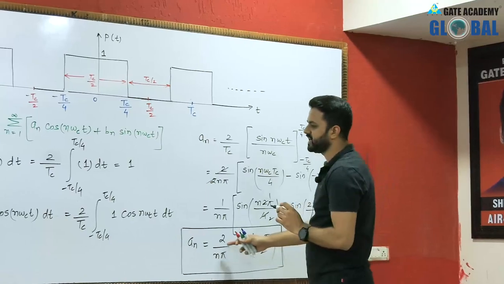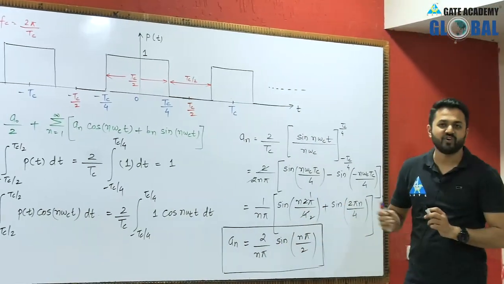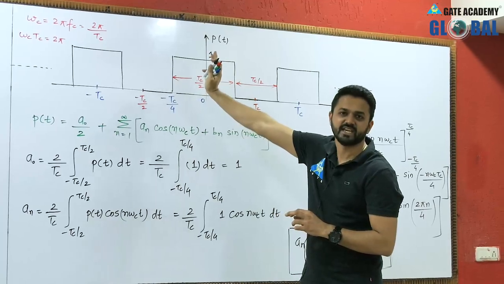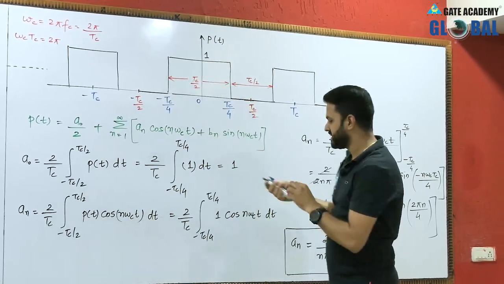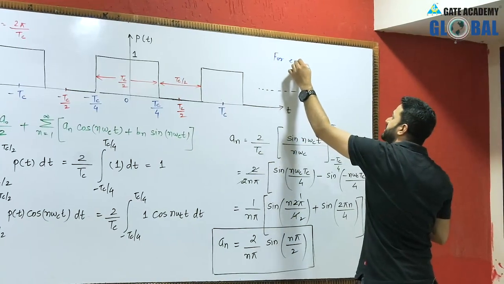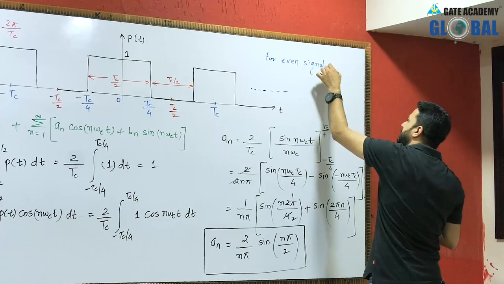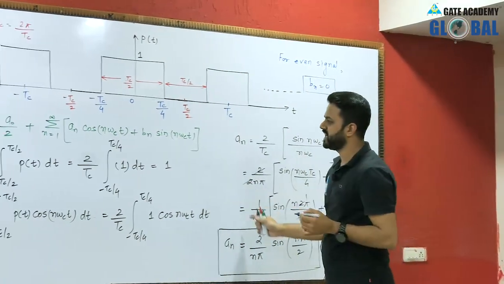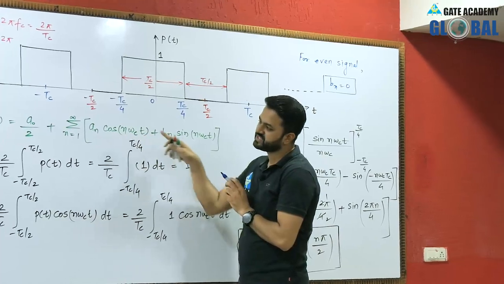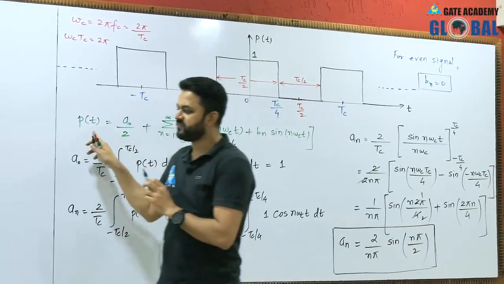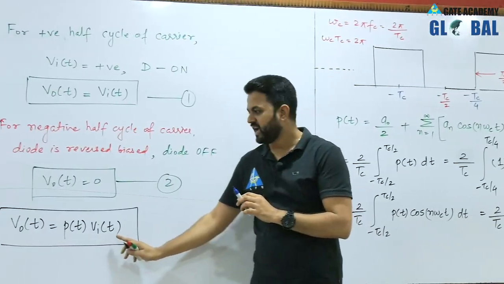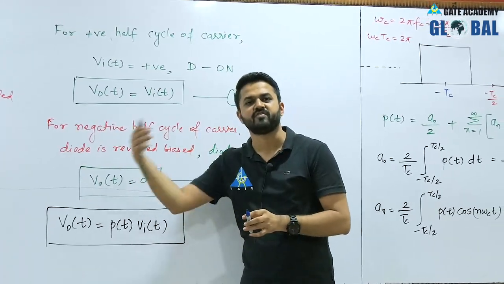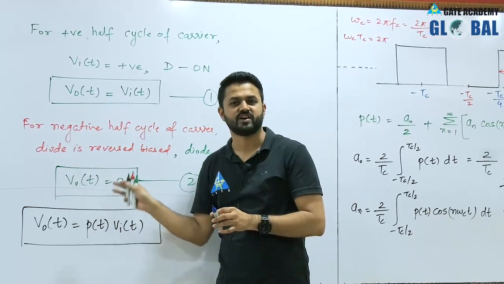Now we will substitute the values of an and a naught. A naught is 1, an is this one, and what will be the value of bn? Because this p t is symmetrical about the y axis, it is an even signal. If the signal is even, then bn is 0. So we have all three values, a naught, an and bn. We will substitute them in this equation and get the value of p t, then substitute that into this equation to get v naught t. From there we will have a number of frequency components, pass them through the band pass filter, and achieve our desired signal.